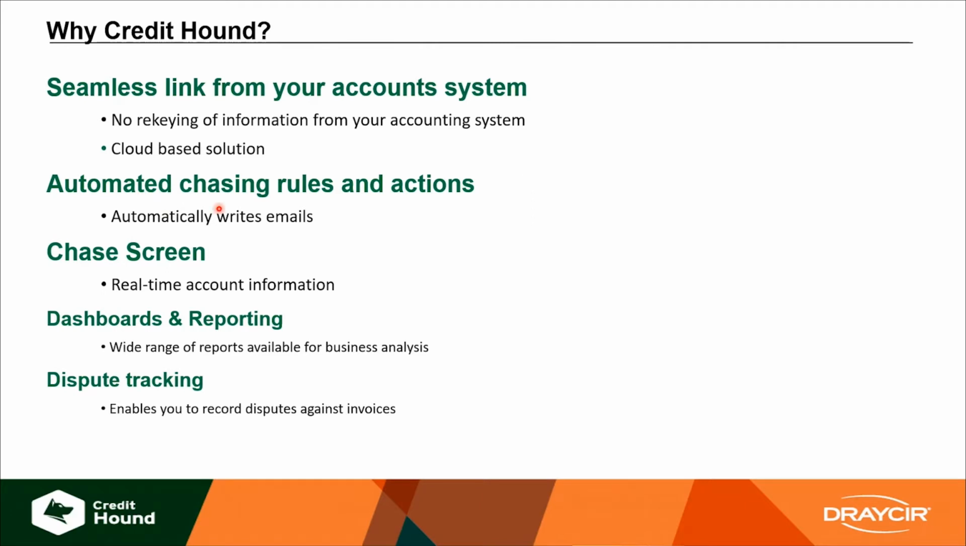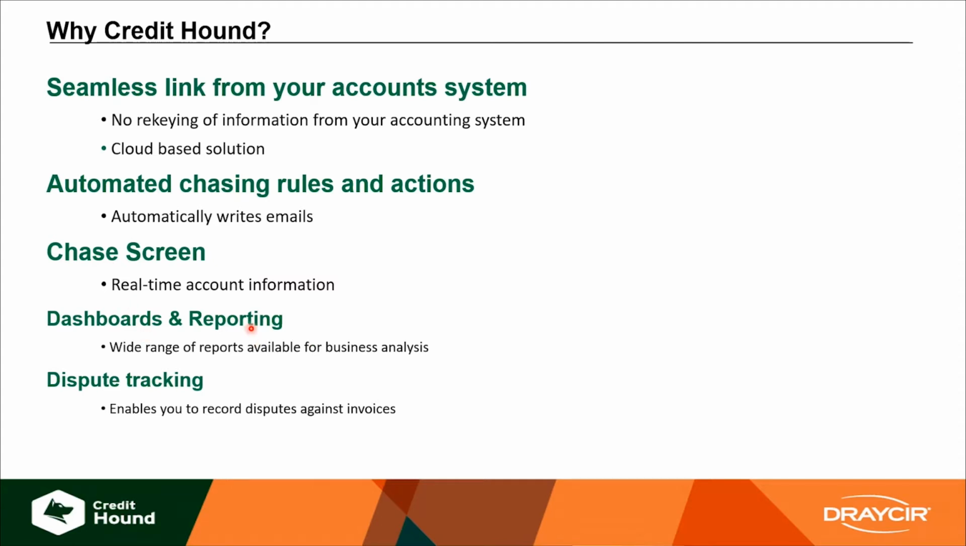We have automated chasing as well. So this is where we try and make your life a lot easier in credit control. We can create these rules or collection paths, as you'll see shortly, and we basically build a collection path and put a customer on that path, which will automate chasing and sending of emails to that customer. We have chase screens within the account screen, so we can chase a customer. We also have the real-time account information feeding through as well.